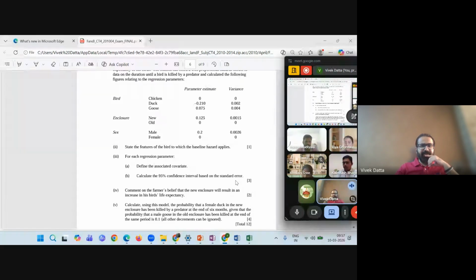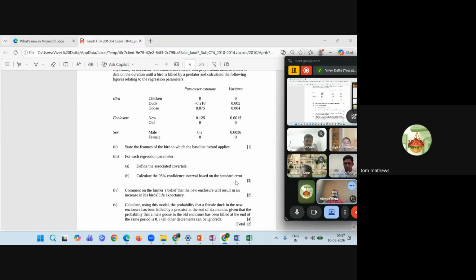Comment on the farmer's belief that the new enclosure will result in an increase in the birds' life expectancy. So you're only comparing new versus old. The new hazard rate is e raised to 0.125. It's around 1.133. So risk of being killed is higher, so life expectancy is expected to decrease. Correct.